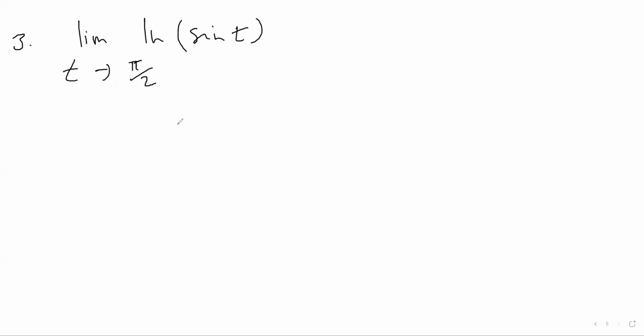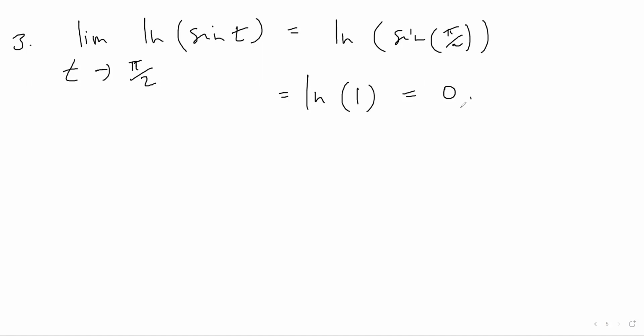Now ln of 1 is 0. So this function is defined at pi over 2. So therefore, it's continuous there, because this function is continuous in its domain, and pi over 2 is an element of its domain. So to find the limit of this function, you simply substitute. You go ln of sine of pi over 2, which is equal to ln of 1, because sine of pi over 2 is 1, and ln of 1 is 0. So in this case, the limit is equal to 0.